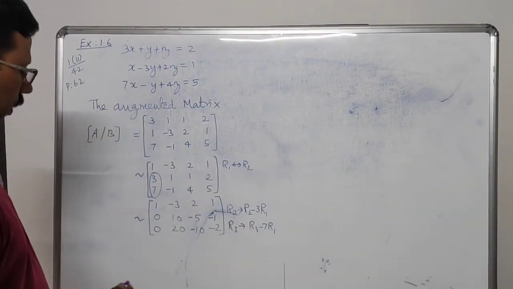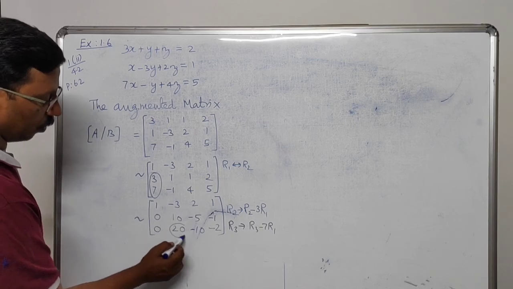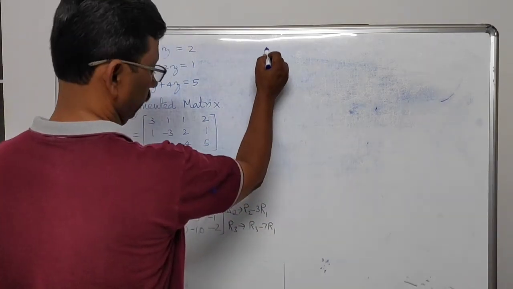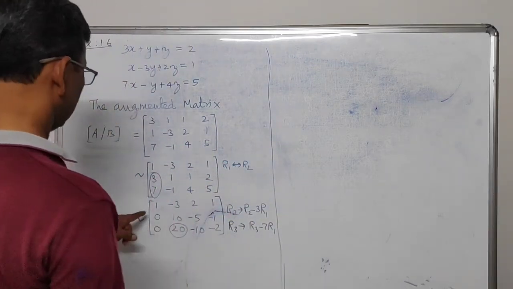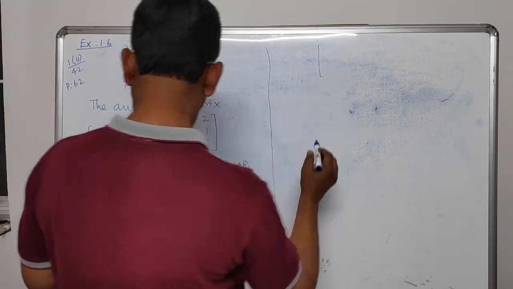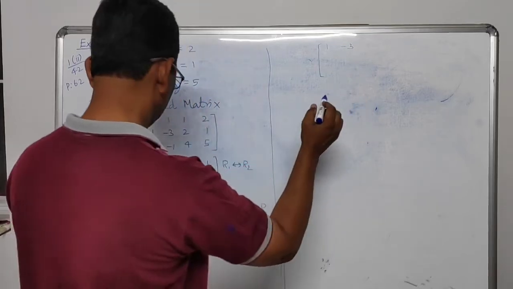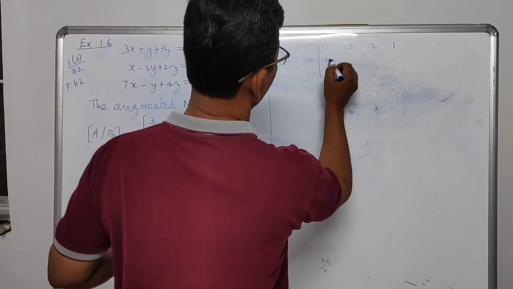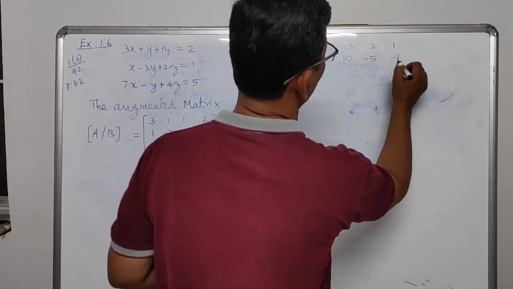see here, under this first non-zero we have 0, therefore I have to make this 0 with the help of its previous row. Therefore you can write, equivalent to, first row and second we can write as such: 1 minus 3, 2, 1. The second row 0, 10, minus 5, minus 1.